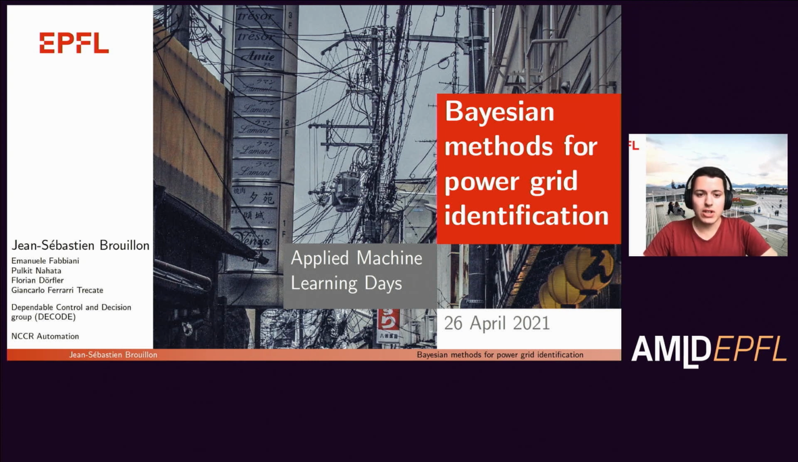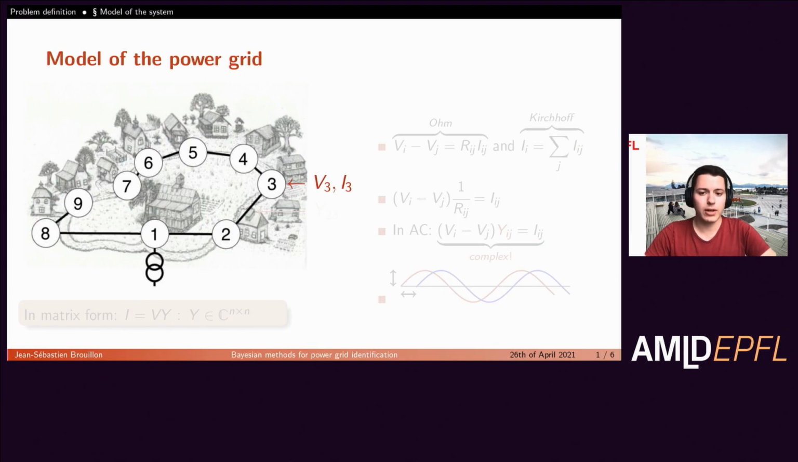In this presentation, I will define what is power grid identification, and then I will present Bayesian methods for it. So to define power grid identification, I first need to define what is a power grid. For us, it's a graph of n nodes linked by edges. Each node represents a load, a generator, or both, or a subgrid.